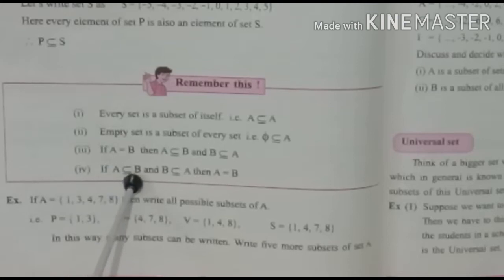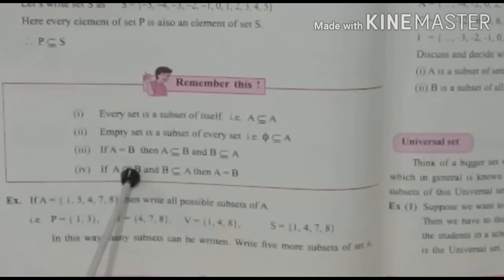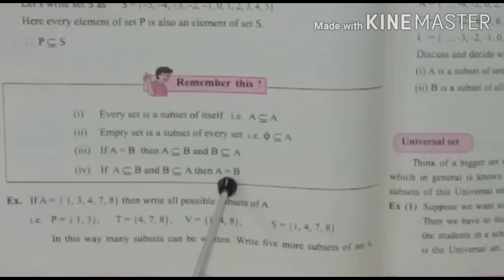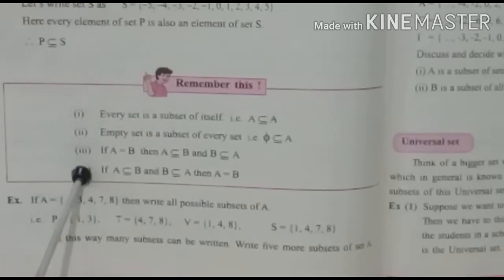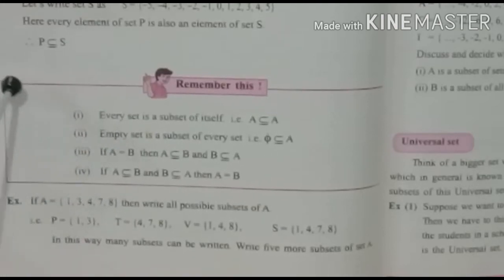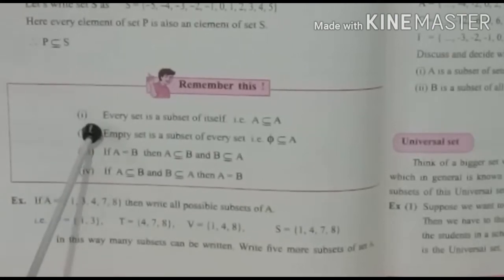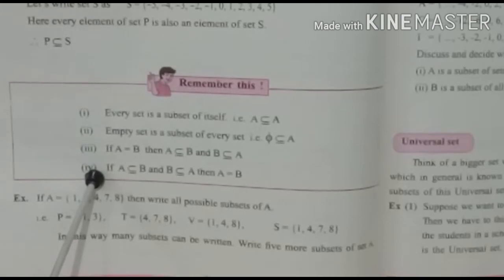If A is a subset of B and B is a subset of A, then what relation do we get between A and B? A and B are equal sets. Okay, students? So write down these 4 points also, as you write down the subset definition, then the example, and below that you write down these important points of subset.